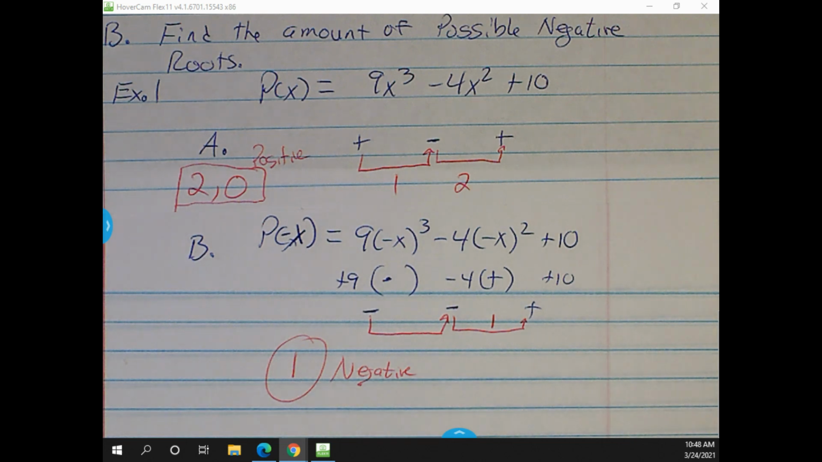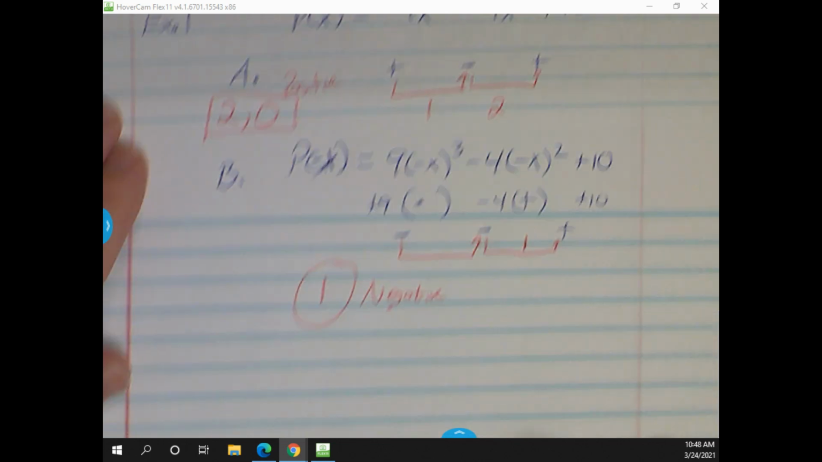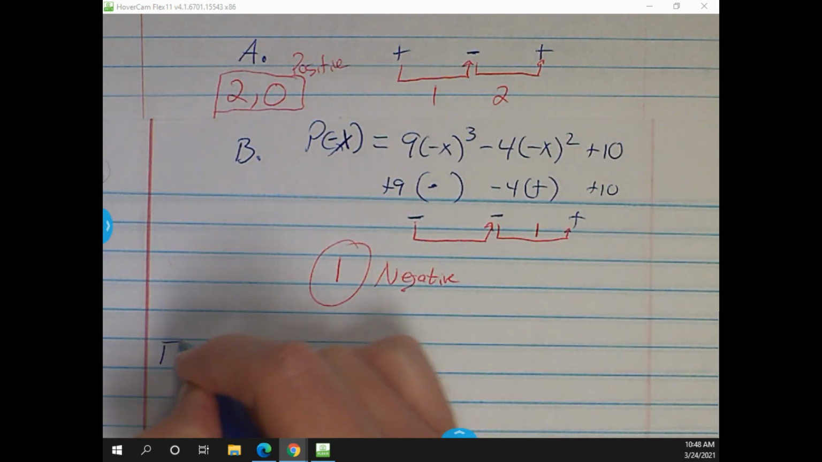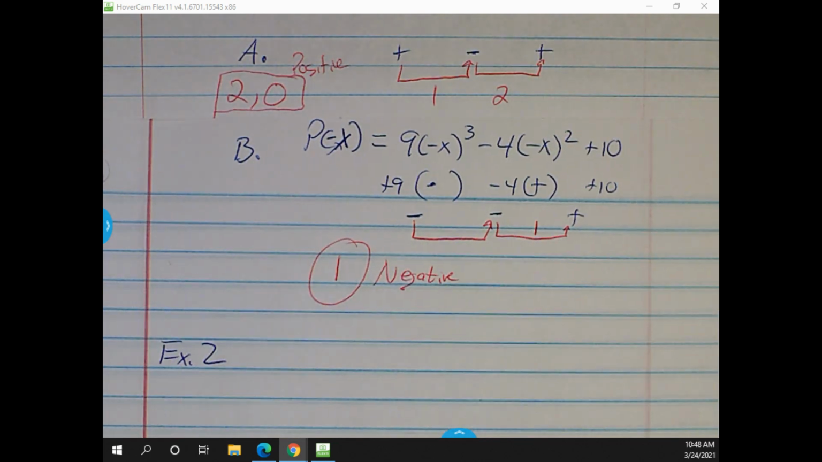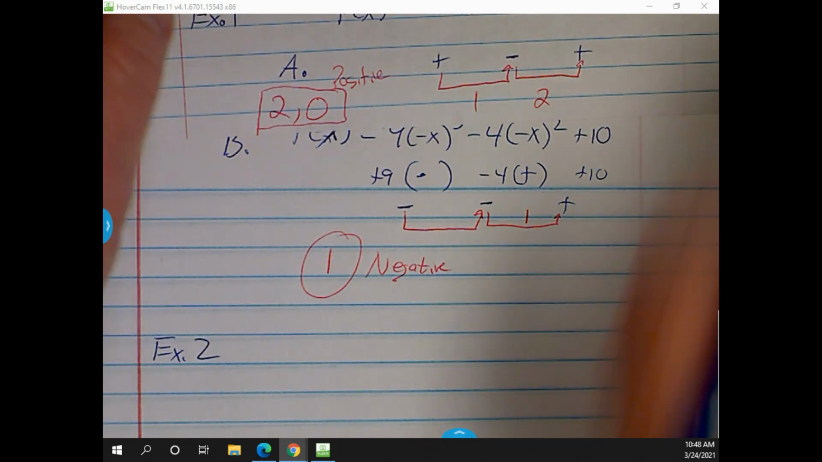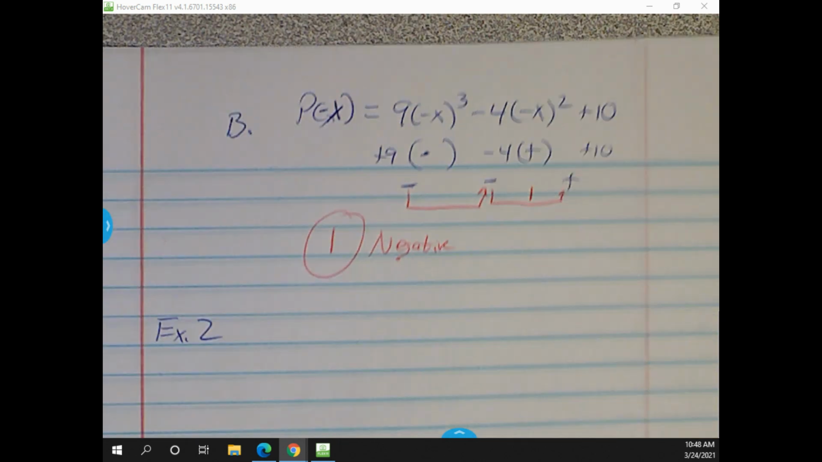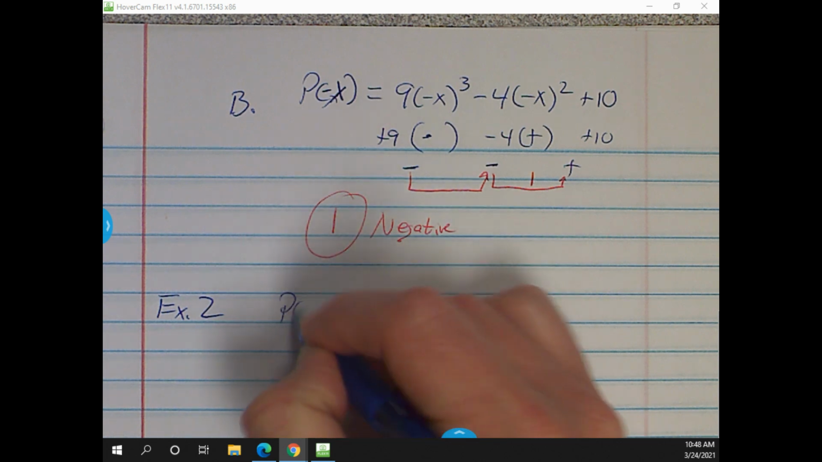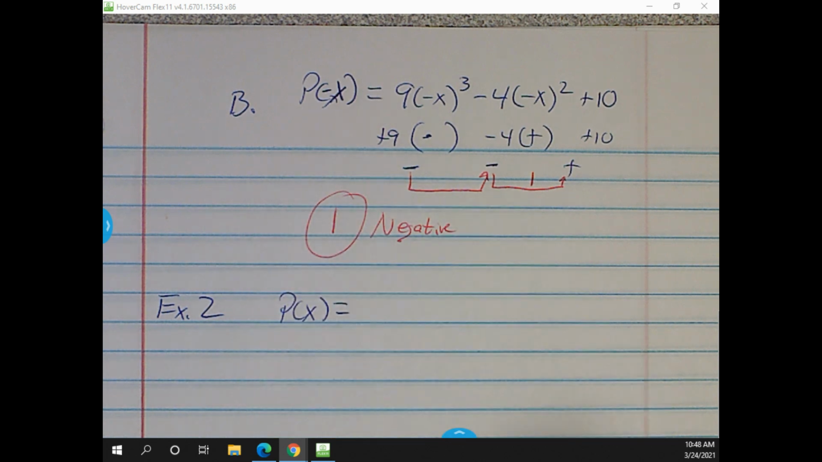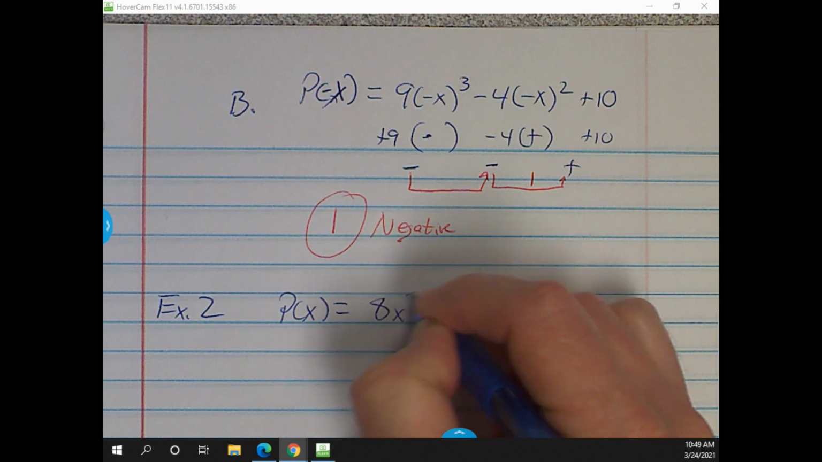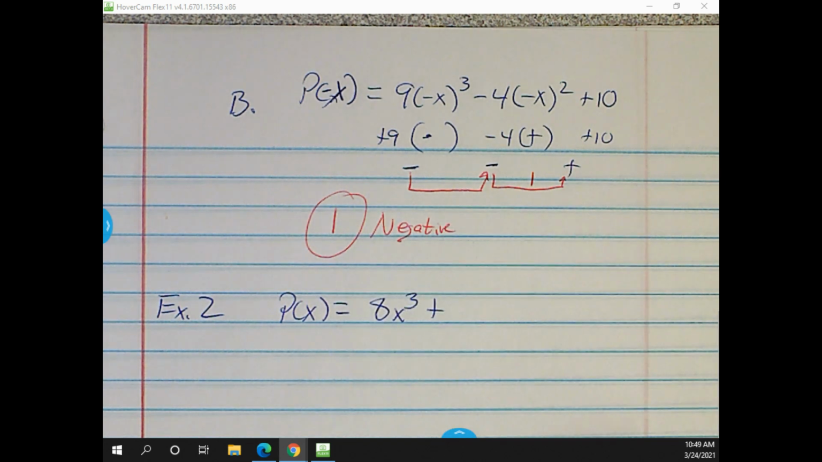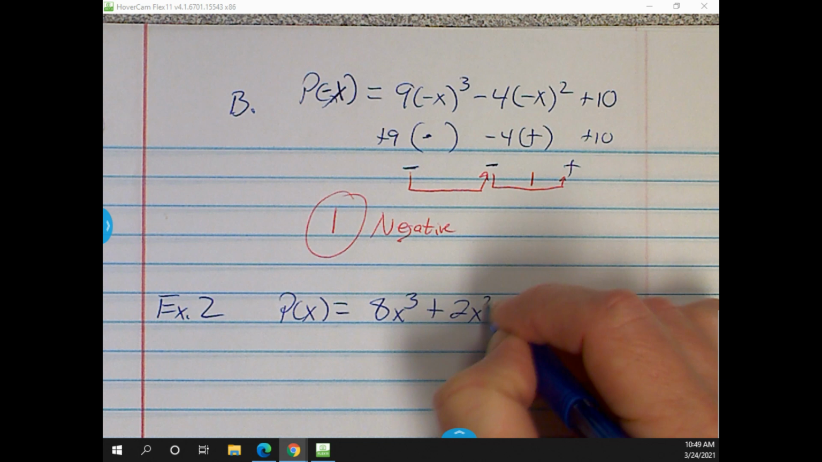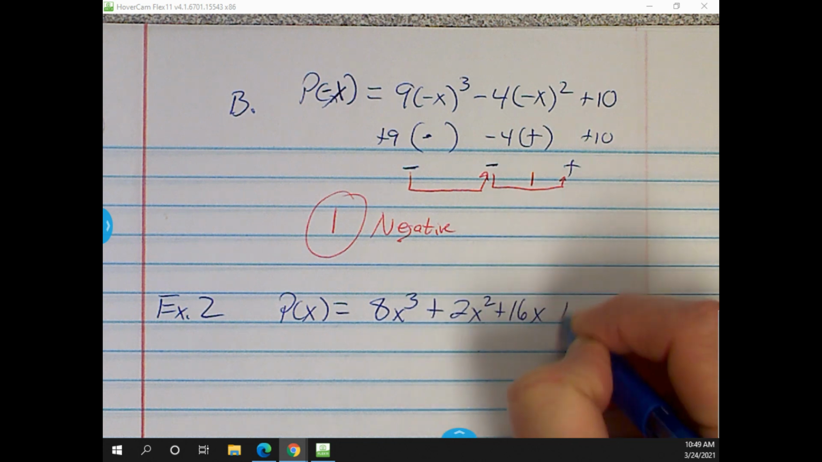Now, here's the big one that you kind of want to use that jumps out at you. And this is the one I tell people, this is the one that you want to have in your back pocket because this will save you some work when you go back and start checking these things. So we're going to do P of X is equal to 8x to the third plus 2x squared plus 16x plus 8.